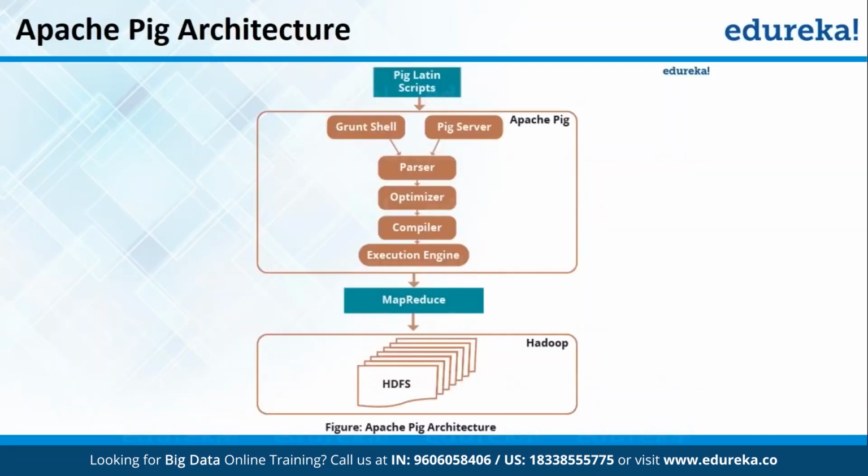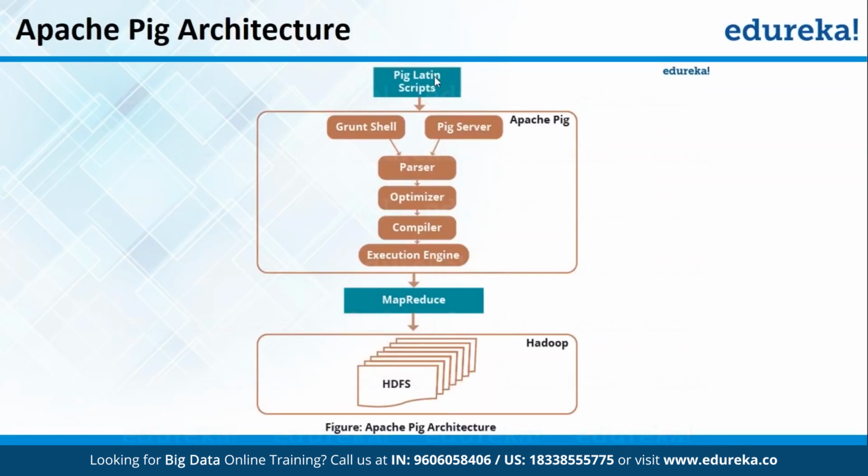So the architecture of Apache Pig is very simple to understand. You have Pig Latin scripts that you can write for executing your queries over the big data. These scripts can be executed through grunt shell, which is nothing but the native shell provided by Apache Pig to execute the Pig queries. You can also submit a Pig Latin script through a Java client to the Pig server and execute over Apache Pig.